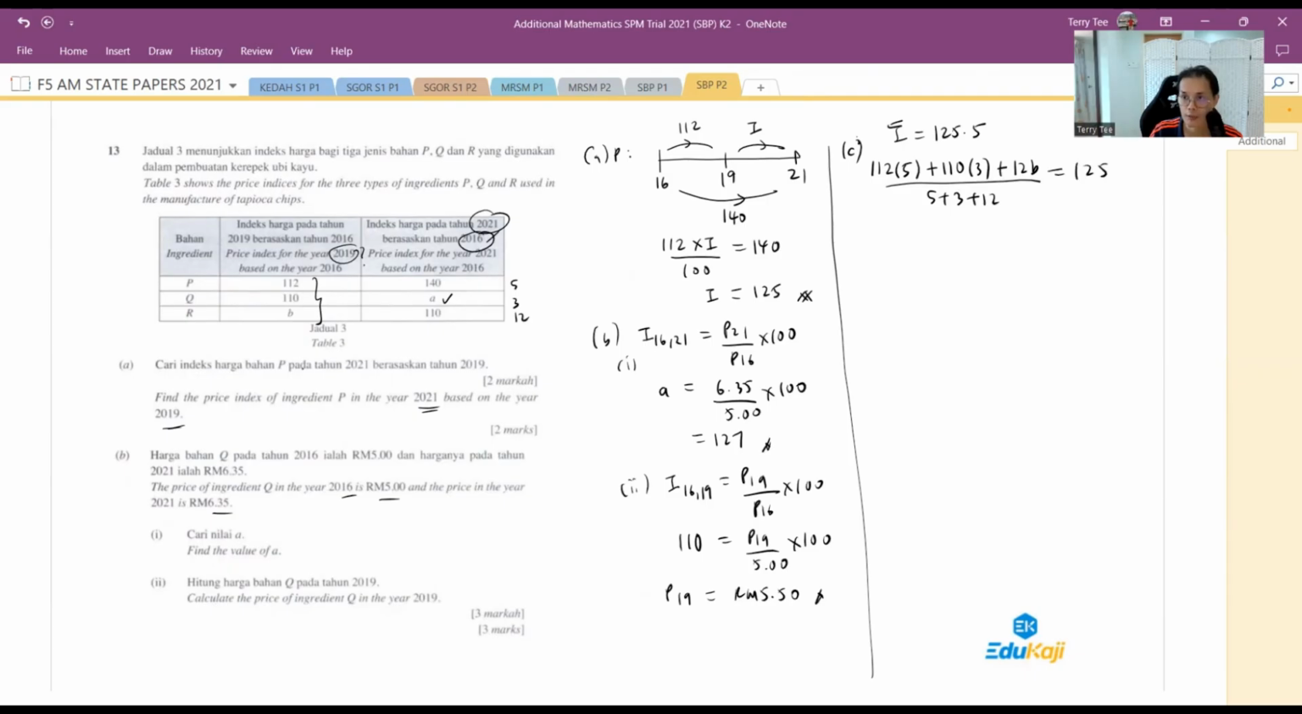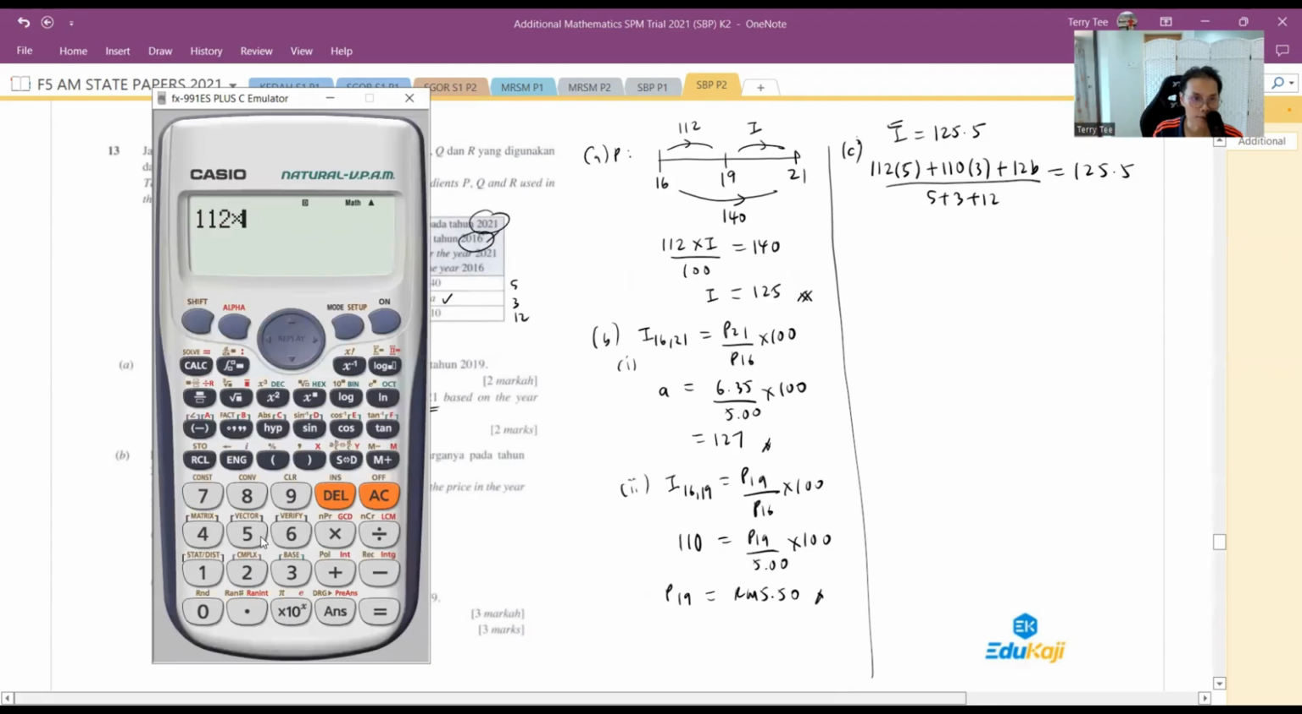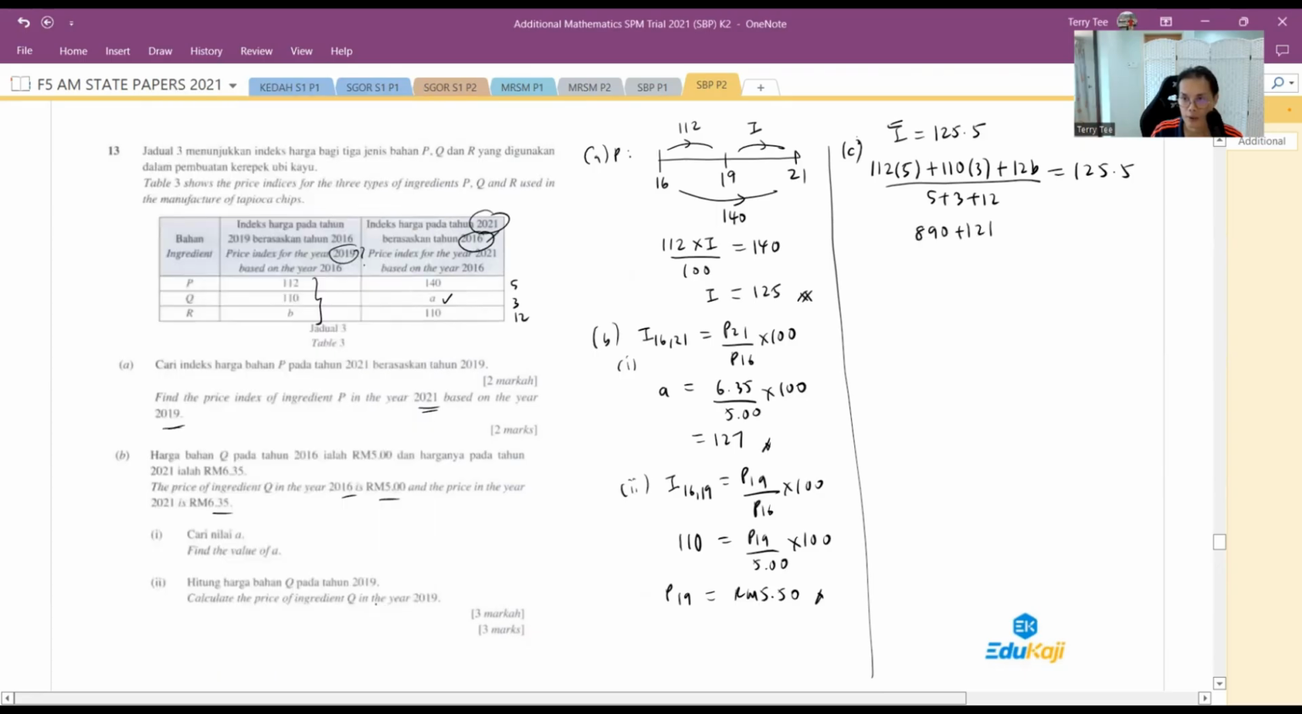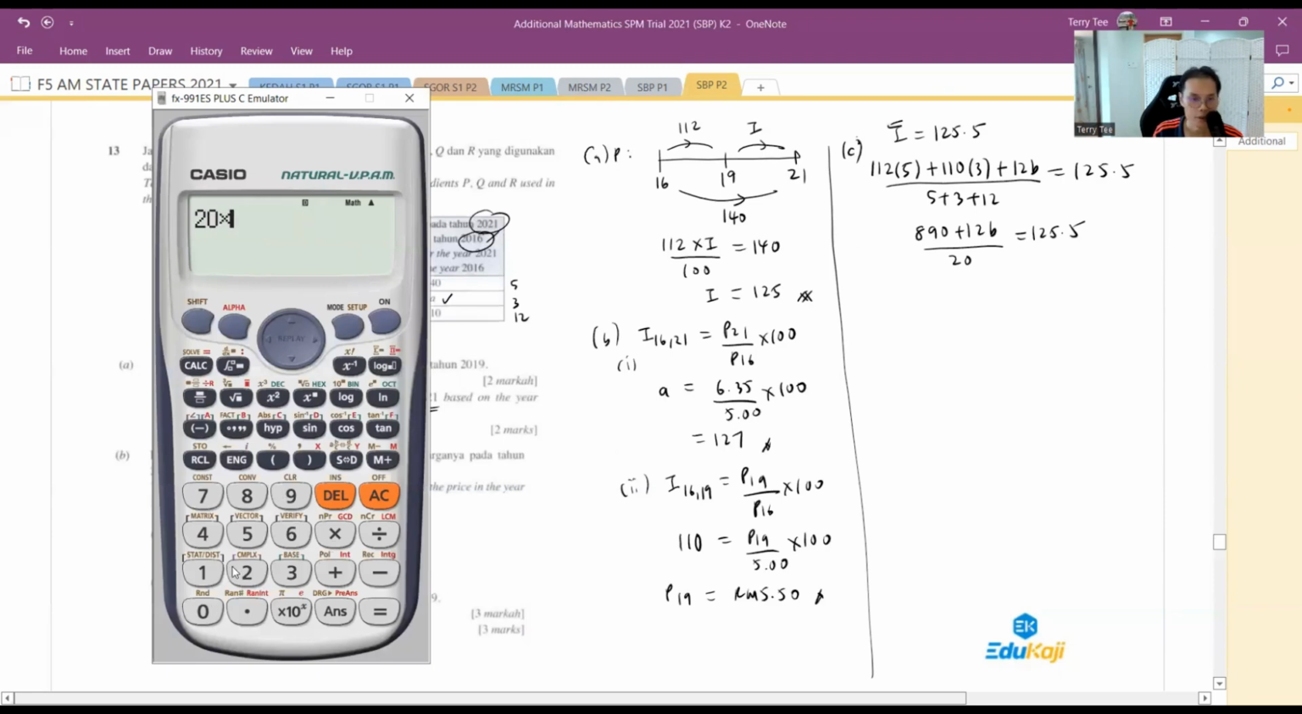This result is 125.5. Okay, let's count. Let's take 112 times 5. Okay. And then you plus with 110 times 3. This will give us 890. 890 plus 12b. This one is 20. Up to you. You can write more steps if you want. 125.5. This is 20, right? Okay, so let's take 20 times 125.5. Okay. In fact, you can just minus directly.